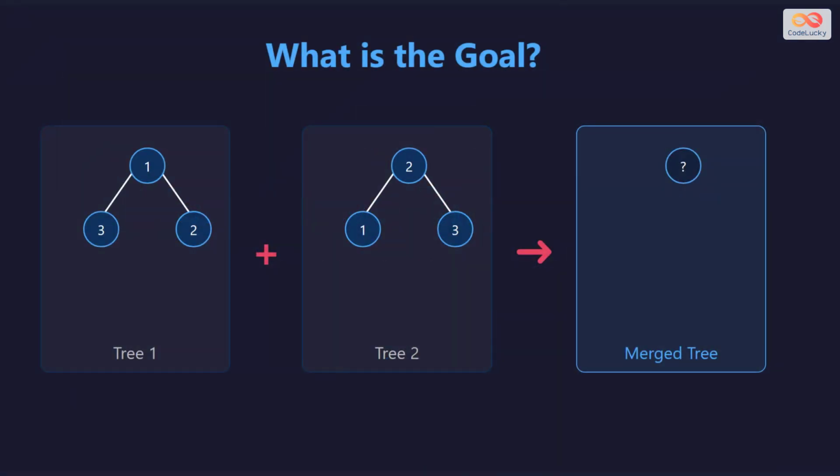So, what exactly are we trying to do? Imagine we have two separate binary trees. Our goal is to overlap them, putting one on top of the other to create a single new merged tree. Some nodes will overlap and some won't.